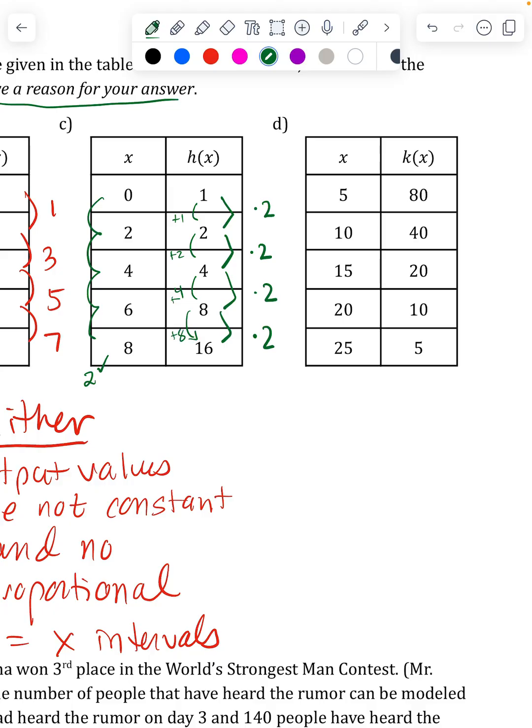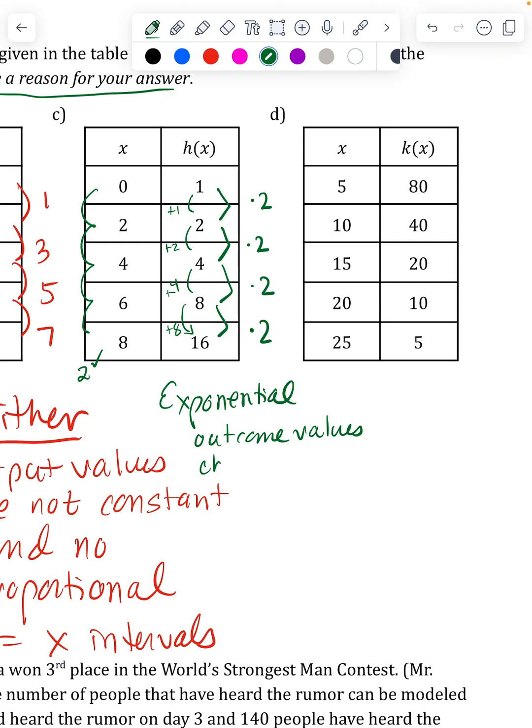But there's a multiplier to go from one term to the next. So that's going to make this one exponential. And the reasoning is going to be that those outcome values change proportionally. Meaning that there's a multiplying pattern.